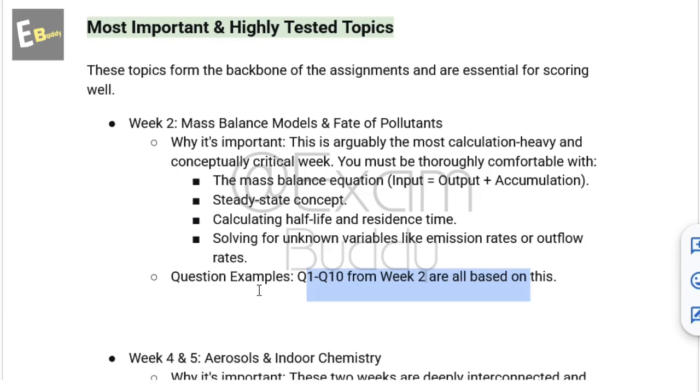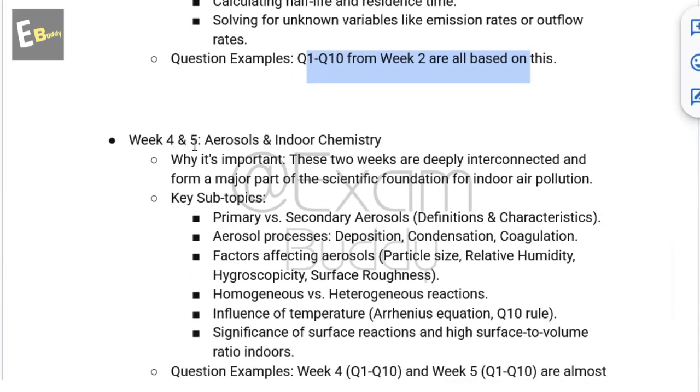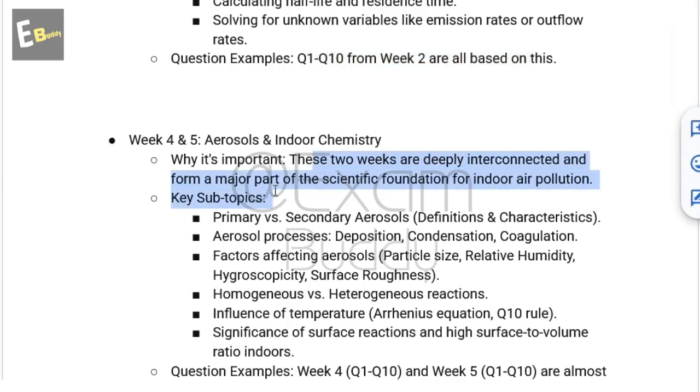And the second one is weeks 4th and 5th, aerosols and indoor chemistry. So why is it important? These two weeks are deeply interconnected and form a major part of the scientific foundation for indoor air pollution. The key subtopics are primary versus secondary aerosol definition and its characteristics, aerosol processes like deposition, condensation, coagulation. And third one is factors affecting aerosols like particle size, relative humidity, hygroscopicity, surface roughness.